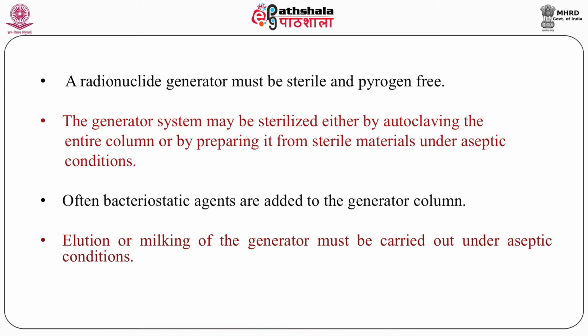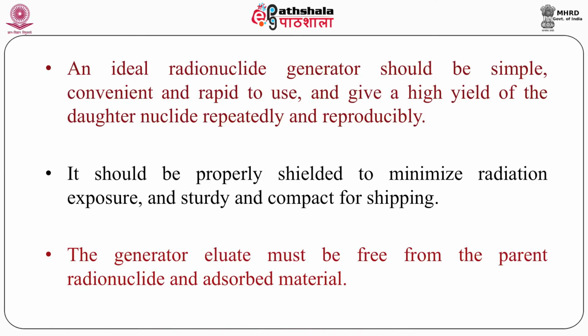It means the first generator which is being used to give us technetium itself, we have to see to it that it should be sterilized, and finally when the technetium comes out and you are going to tag it with a compound to make a radiopharmaceutical, we have to do certain QA tests to see whether you are able to administer it in the human body or not. It means an ideal radionuclide generator should be simple, convenient and rapid to use and give a high yield of daughter nuclide repeatedly and reproducibly.